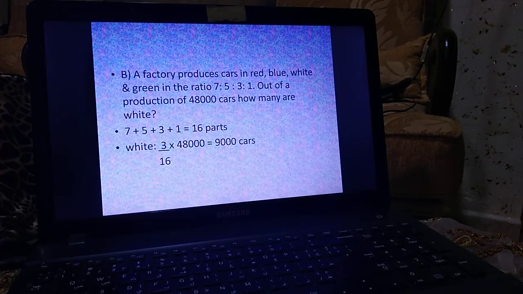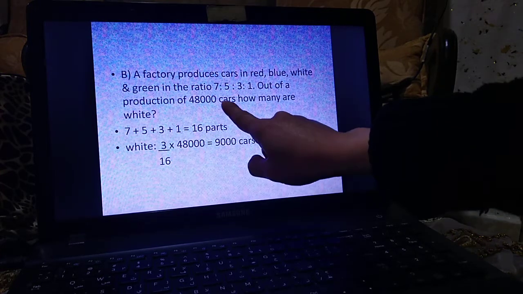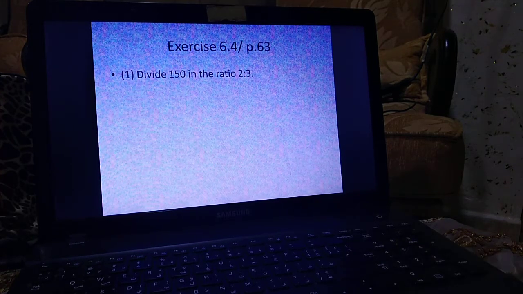Now the number of white cars is actually 3 out of the 16 parts multiplied by the total number of cars, which is 48,000. This adds up to 9,000 cars. So this is the number of white cars in this question. Now this is exercise 6.4 from your textbook. It wants you to divide 150 in the ratio 2:3.